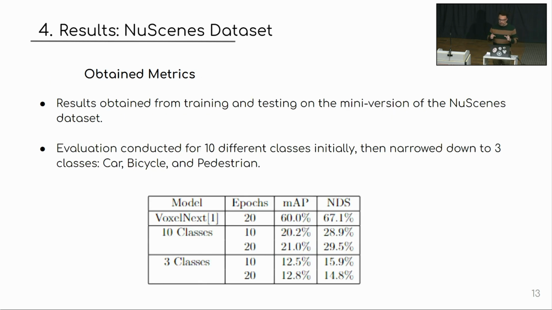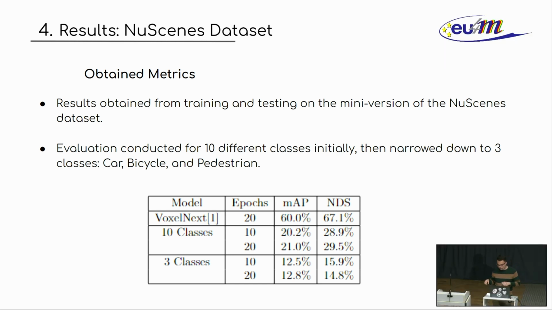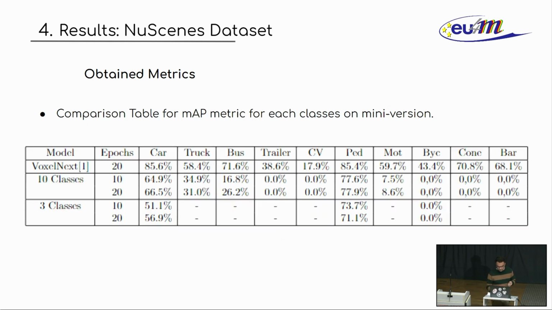Here in this table, we can see the general values for every sequence trained. First, we did it with 10 classes of objects. And then we reduced to the 3 main classes of objects, which were car, pedestrian, and bike, the ones better detected and most likely to be found. We got these results, which compared with the VoxelNet reference value are not too good. And here is the other table with all the results for every class of object, also for 20 epochs. As you can see, it's not high enough compared with the reference value.